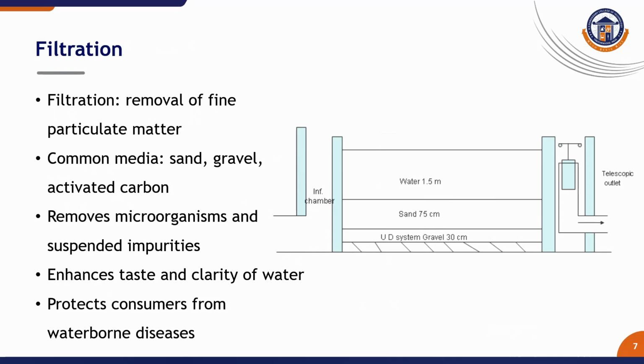Next comes the filtration, an absolutely vital barrier against the fine impurities and the microorganisms. The water passes through layers of sand, gravel, and sometimes activated carbon. Sand and gravel physically strain out particles. Activated carbon not only filters physically but also absorbs chemical contaminants and improves the water's taste and odor. Filtration systems can be slow sand filters, rapid sand filters, or advanced membrane filters depending on the requirement. This step actually ensures that nearly all visible impurities are removed and biological contamination is reduced.